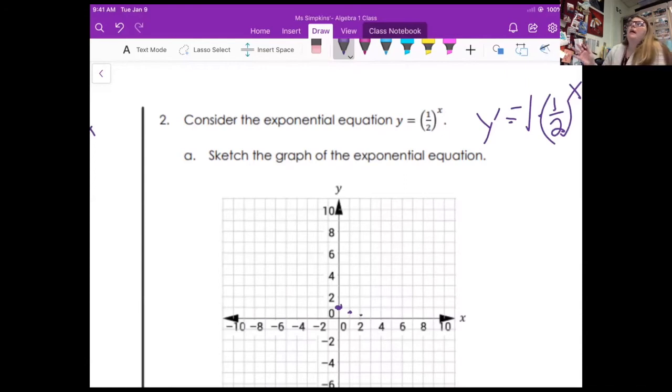So let's think about the points on the left. So 1 is half of what number? 2. 2 is half of 4. And 4 is half of 8. So this exponential is going to look like that instead.